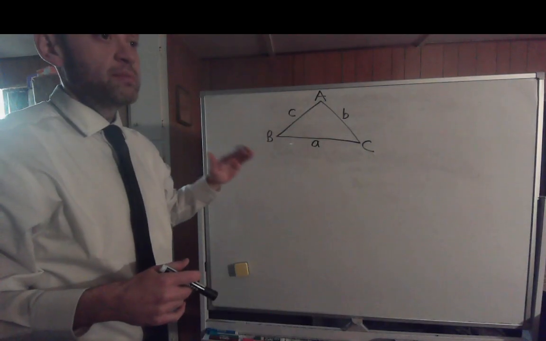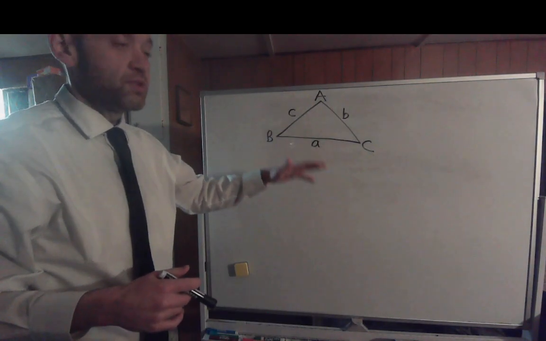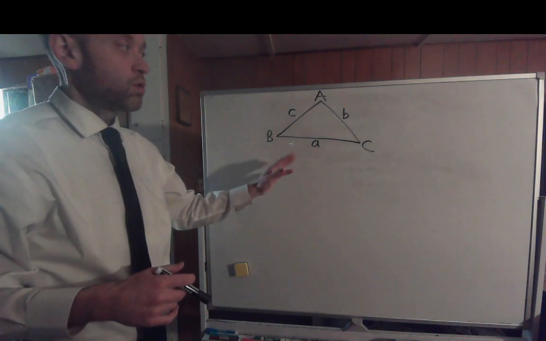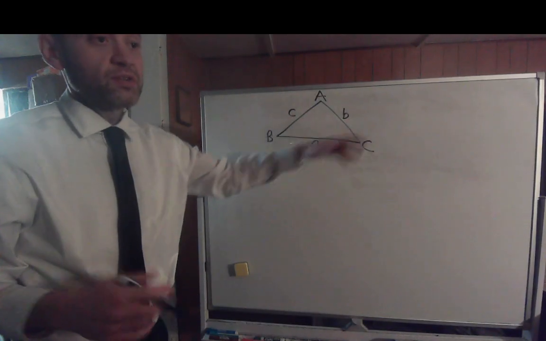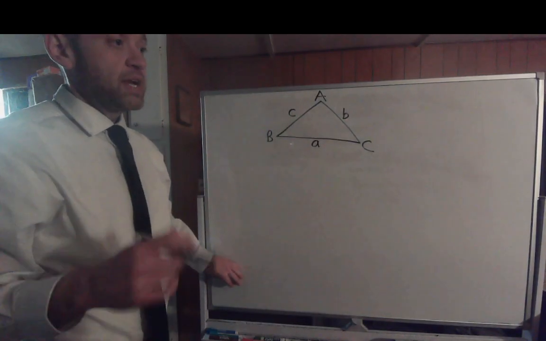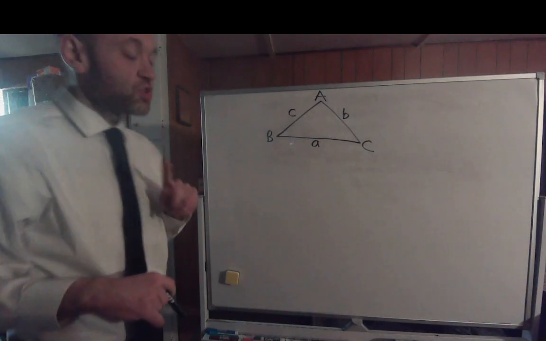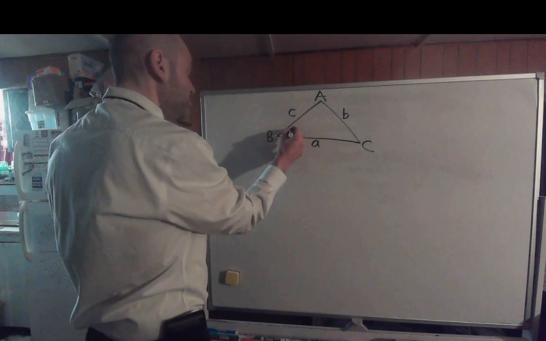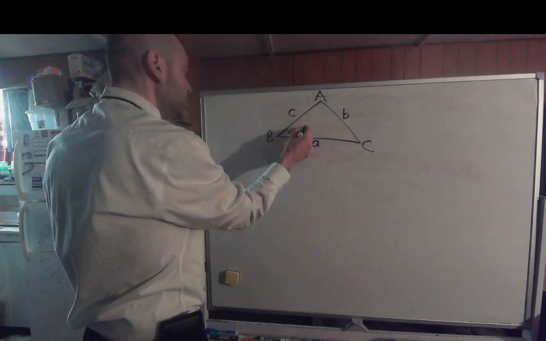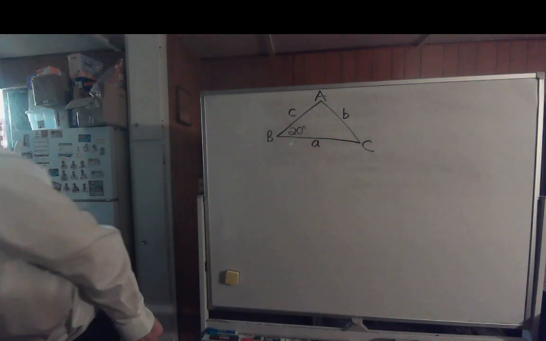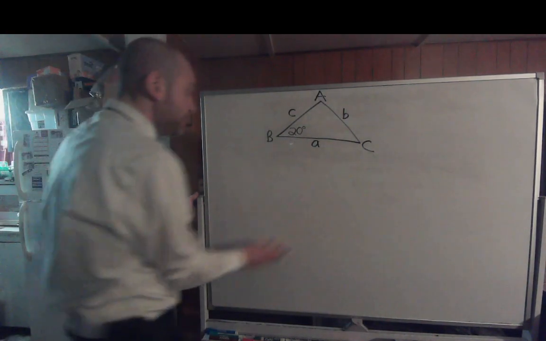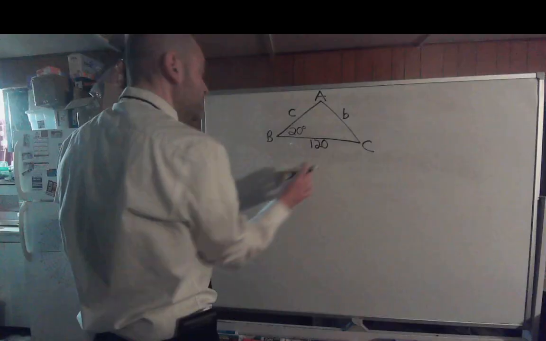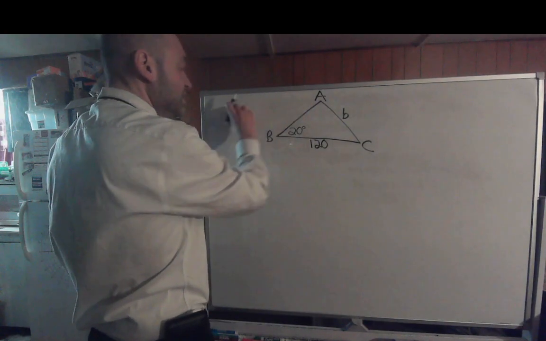A lot of people make mistakes because they mislabeled their sides. They just went around the triangle in alphabetical order as opposed to properly labeling their sides. That can make all the difference. So what are we given for the first example? We are given that angle B is 20 degrees. We are given that side A is 120, and then we're given that side C is 100.